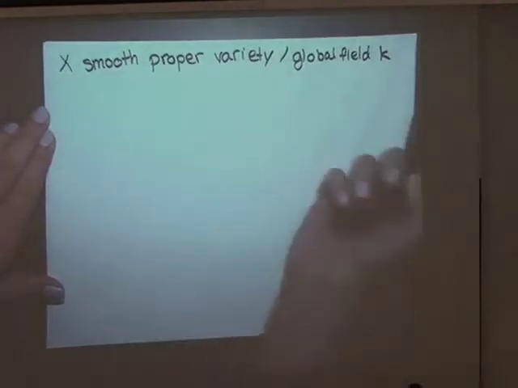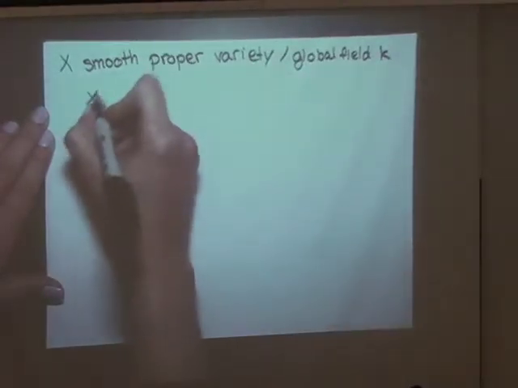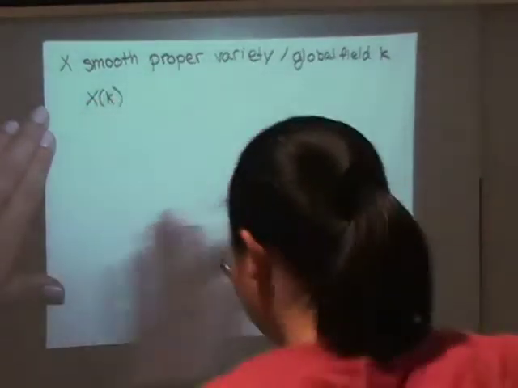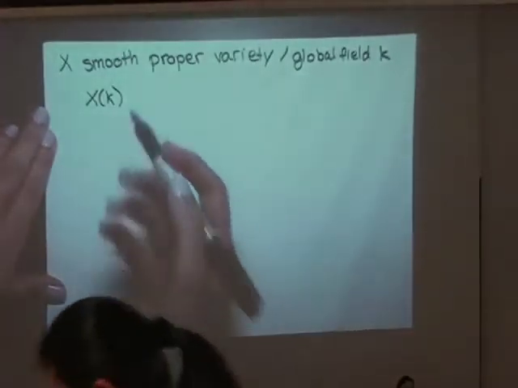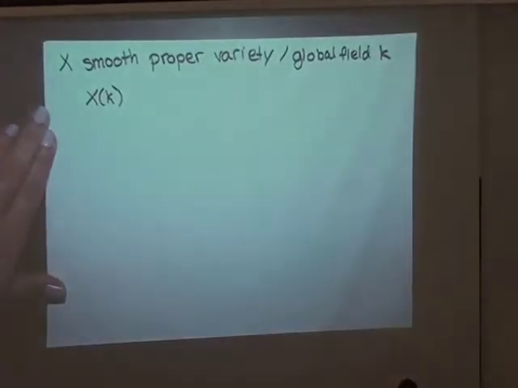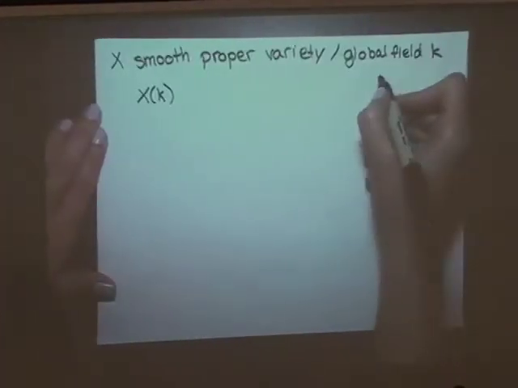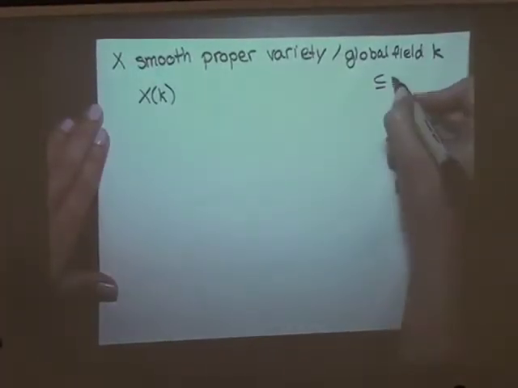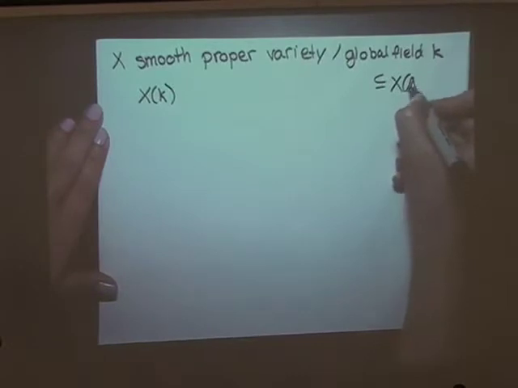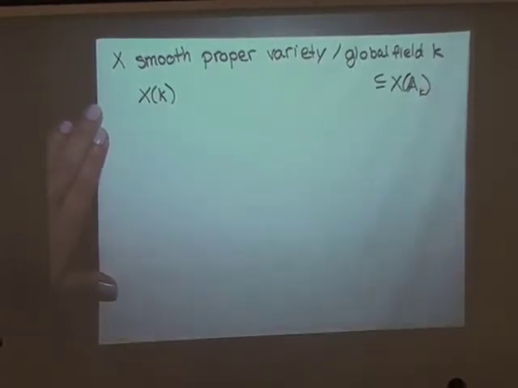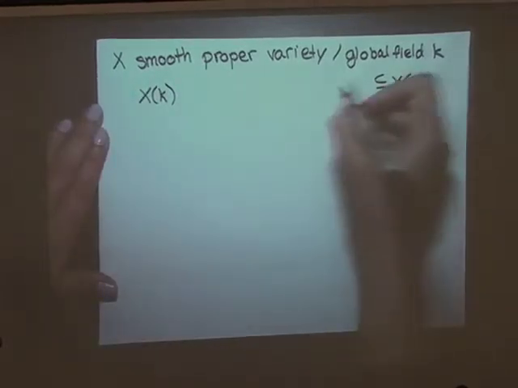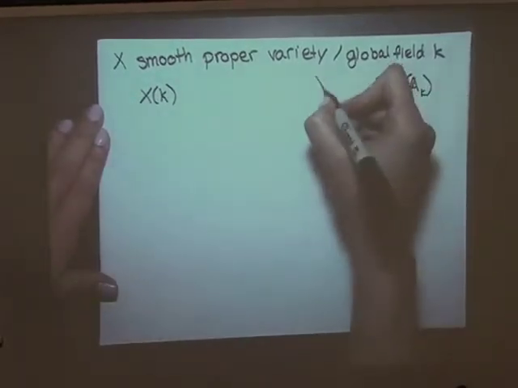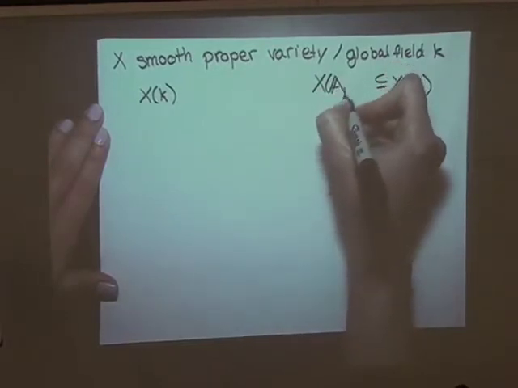Our goal was to figure out how to determine whether there were K-rational points, but we didn't know how to do that right away. So what we tried to do was find some larger sets that were easier to compute and that contain this one. First we had the set of adelic points, then we defined the Brauer-Manin obstruction.